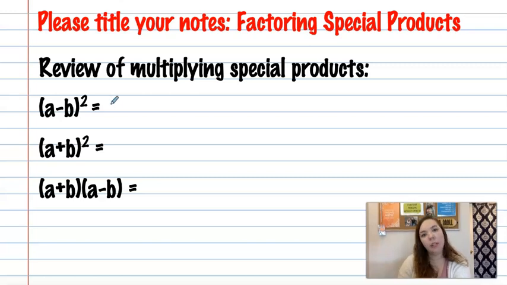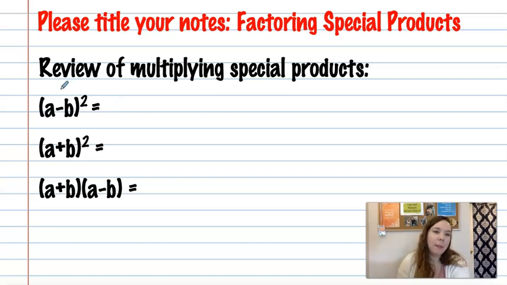All right, factoring special products is what we're talking about today. So we talked about multiplying special products a couple of weeks ago now, but this is just the opposite. So just a quick review of multiplying special products. We found that they have kind of shortcuts. So you can use the box method, absolutely, but it's also helpful to be able to recognize these things and save yourself some time.